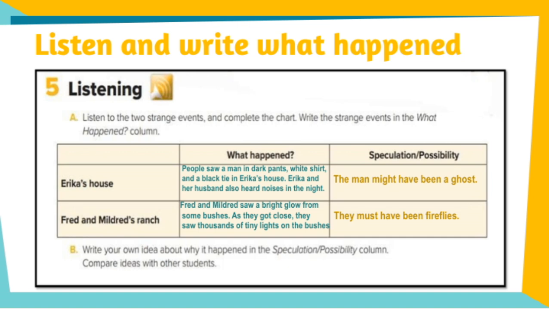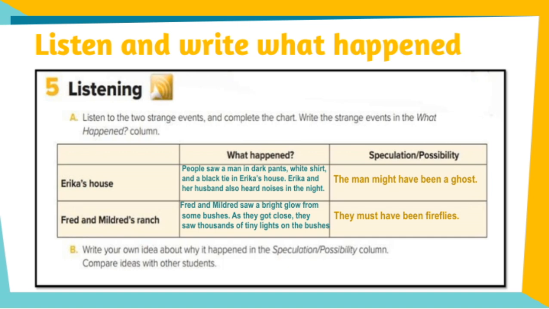Fred and Mildred, for instance, saw a bright glow coming from some bushes. As they approached, they realized it was made up of thousands of tiny lights, definitely reminiscent of fireflies. This detail emphasizes how natural phenomena can sometimes be mistaken for something more mysterious.